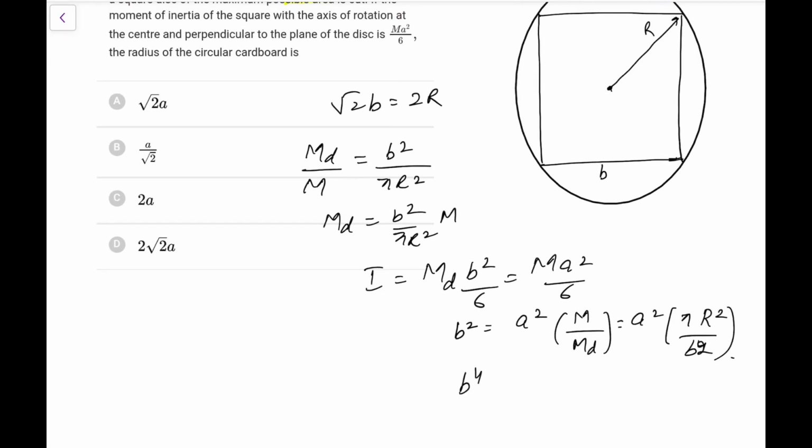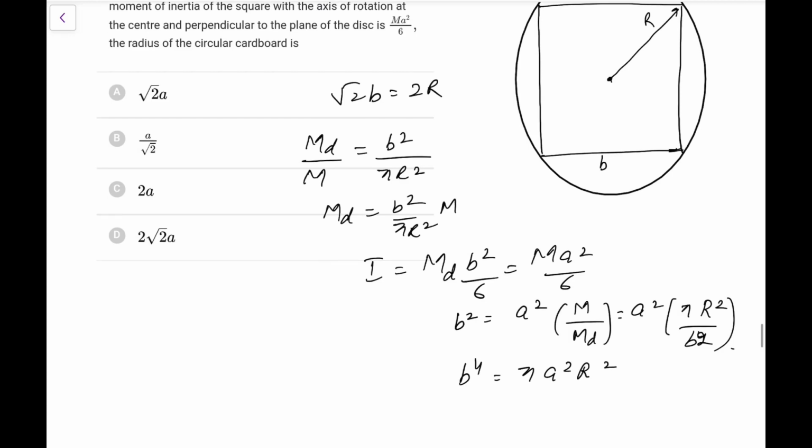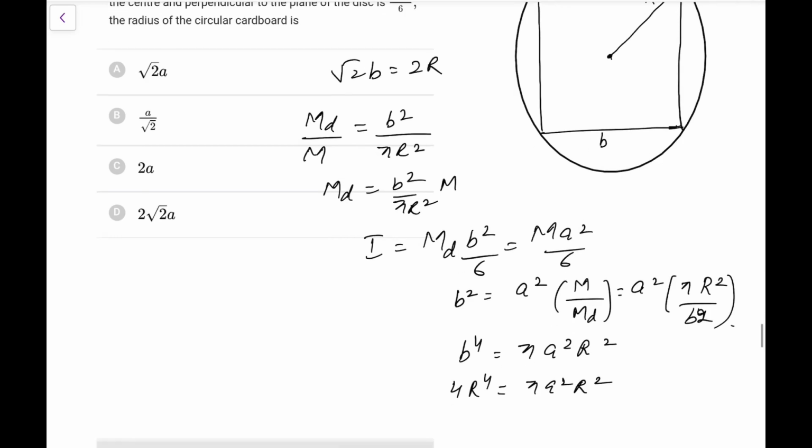So what we have, b to the power 4 is equal to pi a square r square, that is what we are getting up here. And what is b? B you know is root 2r. So root 2b equal to 2r. So b is equal to root 2r. If I do this, root 2r, it becomes 4r to the power 4 is equal to pi a square r square. So this r square comes out as pi a square by 4. So r comes out as root of pi by 2 into 8. That is what we can get.